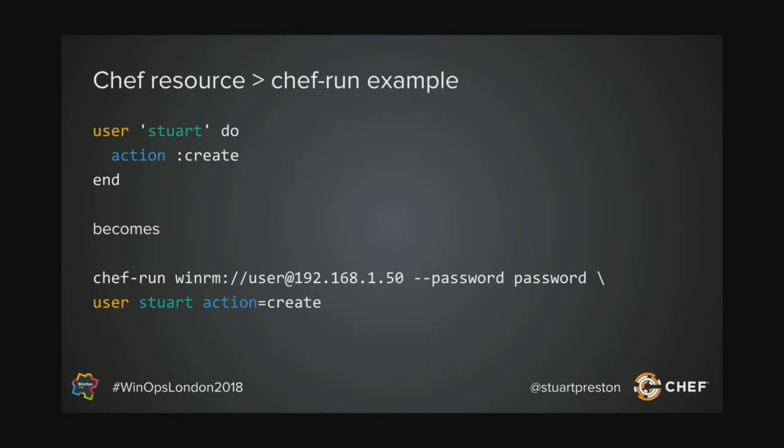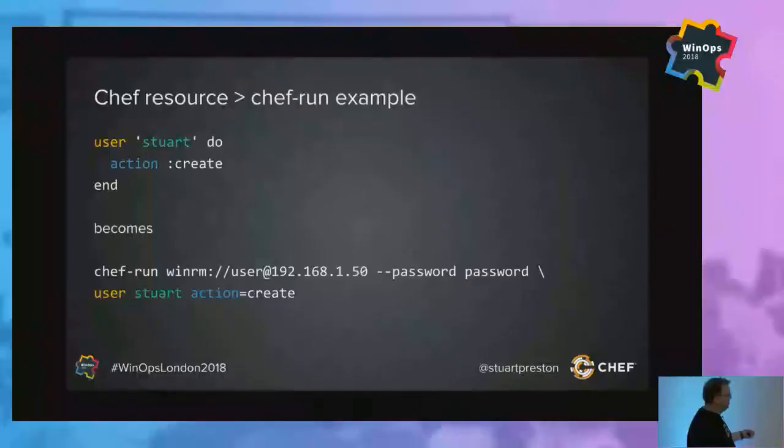Take an example of what a Chef resource might look like. If you're managing users on a system, a very contrived example, and I'm full of contrived examples: user Stuart do action create end. That would be a very simple recipe in Chef, and that would sit inside a cookbook, and then you would ordinarily take that cookbook and run it on a server. You can take that resource from Chef and actually run it on a server by doing this chef run command.